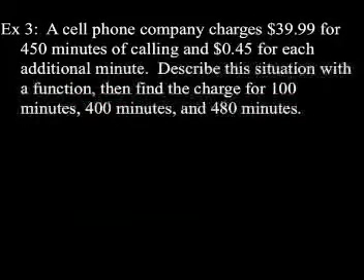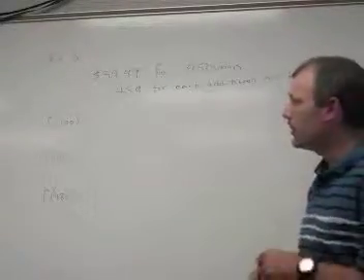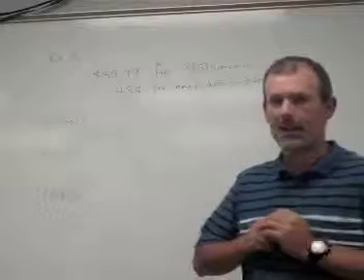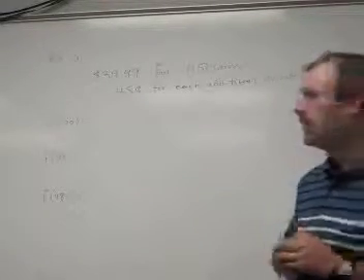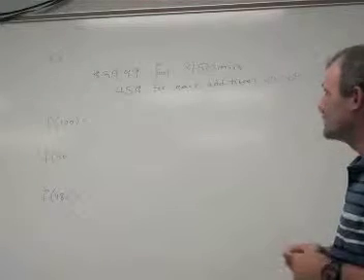In example 3, we've got a cell phone company that charges $39.99 for 450 minutes of calling and 45 cents for each additional minute. And we want to describe this situation with a function and then find the charge for 100 minutes, 400 minutes, and 480 minutes. In example 3, we're given a situation about a cell phone company that charges $39.99 for 450 minutes of calling time per month, and then 45 cents for each additional minute.